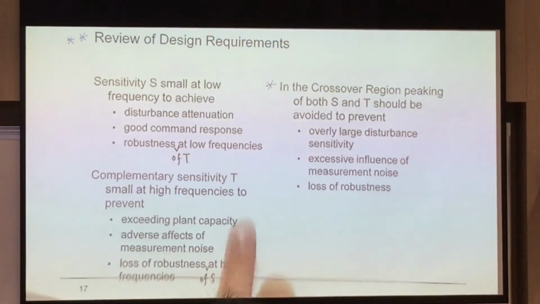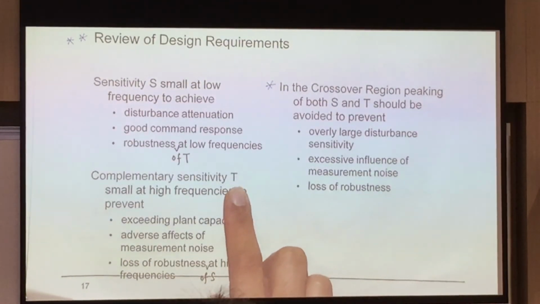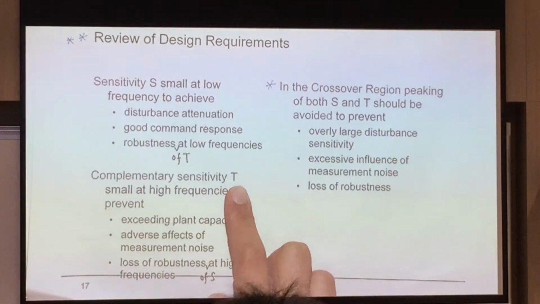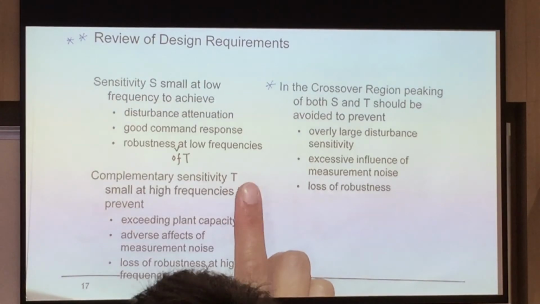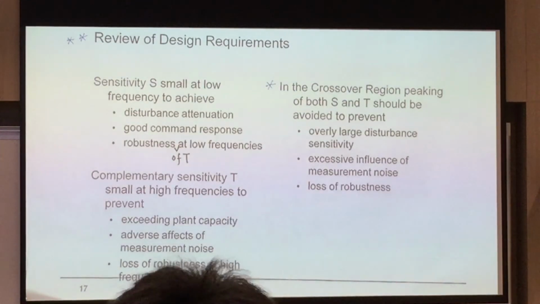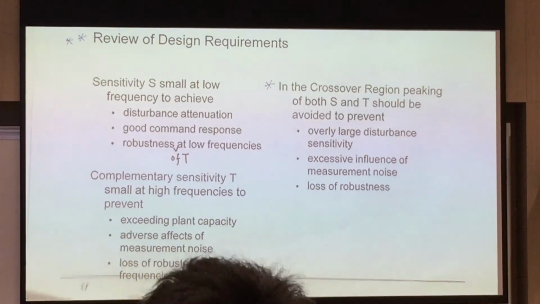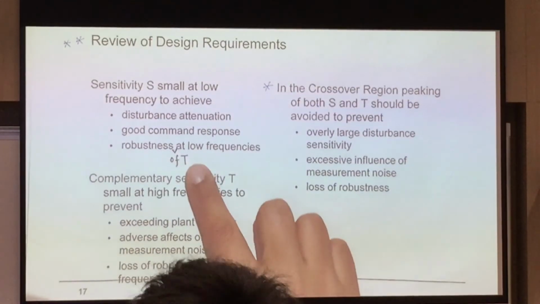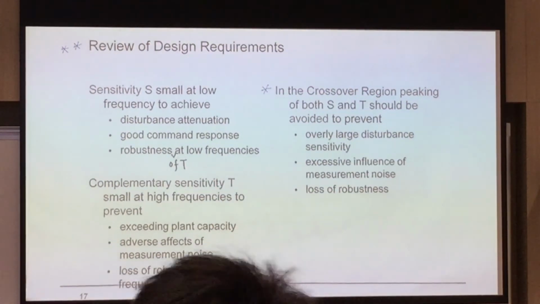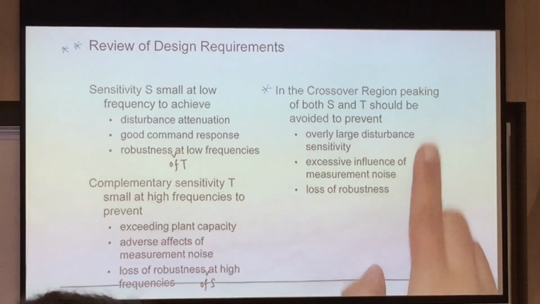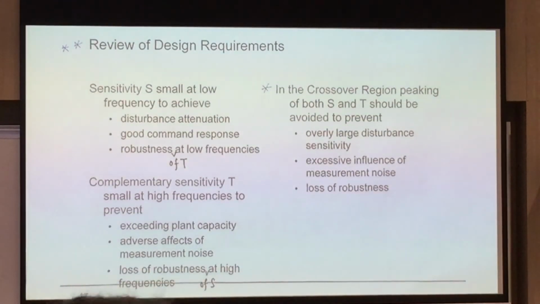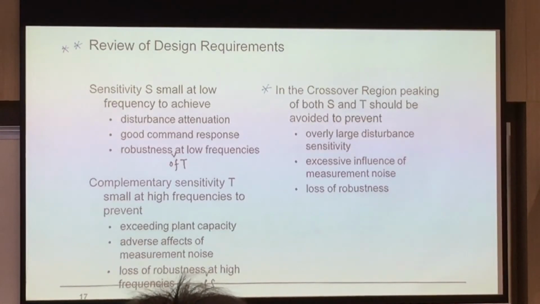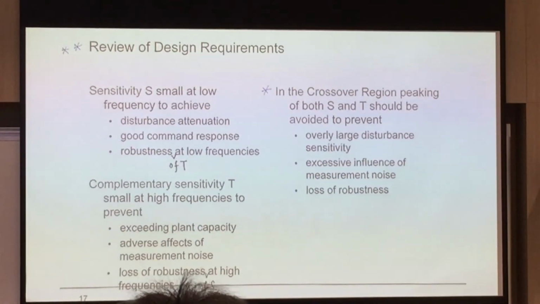The complementary sensitivity T: a relative change of T with respect to a change in plant is equal to S naught. So it has to be small at high frequencies to prevent a loss of robustness of T, of S, at high frequencies. Just add this of T, this of S. And in the crossover region, you want to avoid peaking of S and T, to prevent large disturbance sensitivity and measurement noise.